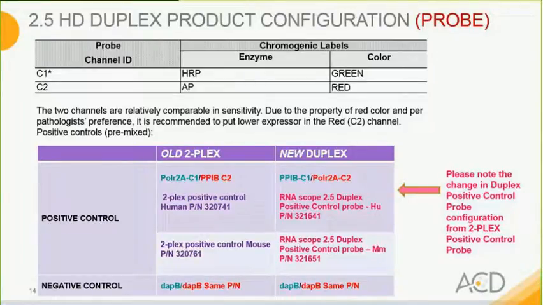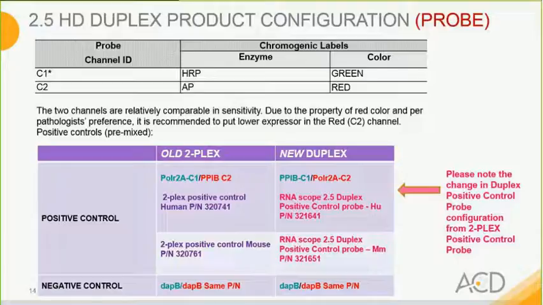For the probes, the compatible channels are channel 1 and channel 2, with channel 1 being HRP-based and visualized in green, and channel 2 being AP-based and visualized in red. The two channels are relatively comparable in sensitivity. Due to the property of the red color and per pathologist preference, it is recommended to put a lower expressor in the red channel. We also provide positive controls which are pre-mixed.